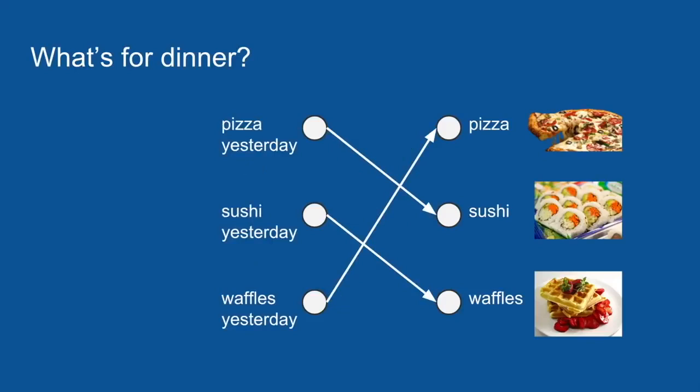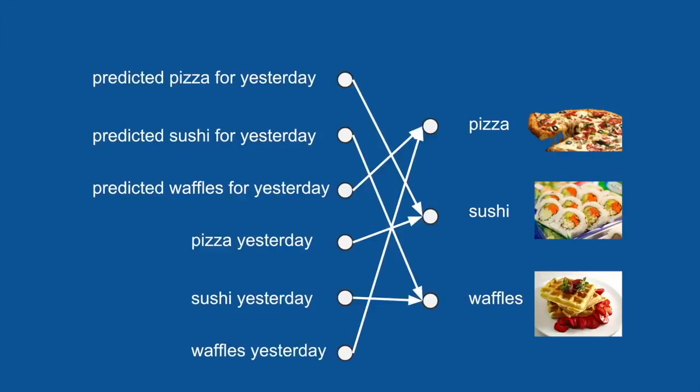In our new one, the only inputs that matter are what we had for dinner yesterday. So if we had pizza for dinner yesterday, it'll be sushi tonight; sushi yesterday, waffles tonight; and waffles yesterday, pizza tonight. It becomes a very simple voting process, and it's right all the time because your flatmate is incredibly consistent.